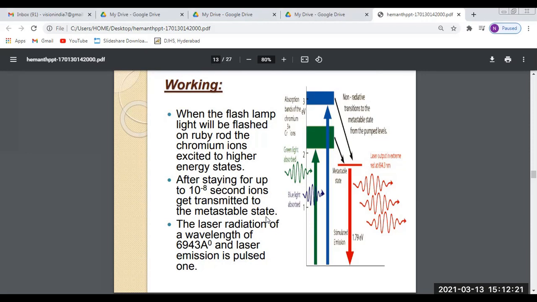So when a flash lamp light is flashed on the ruby rod, the chromium ions, which have been doped in the aluminum oxide, will be excited to the higher energy state. The chromium ions will stay in the higher energy state for some time, about 10⁻⁸ seconds, and then slowly the ions will be transmitted to the metastable state.